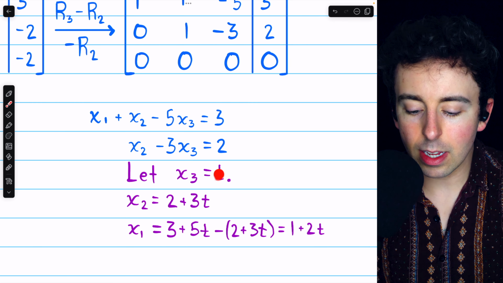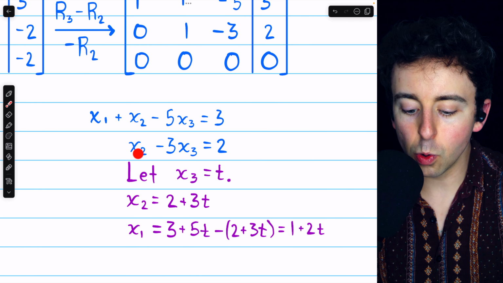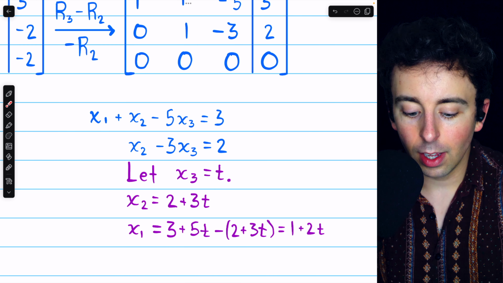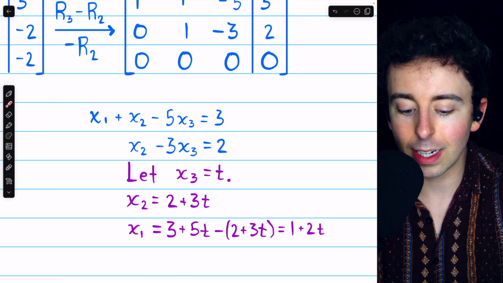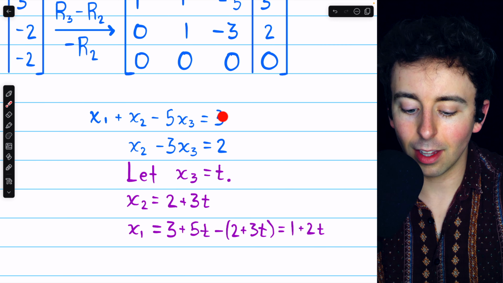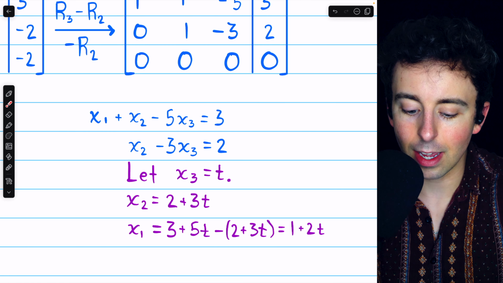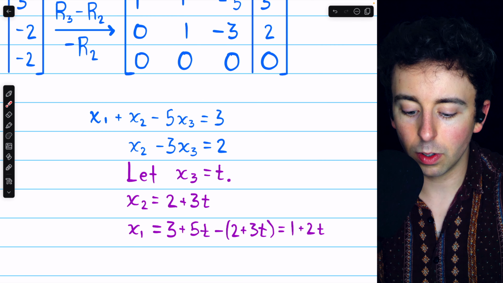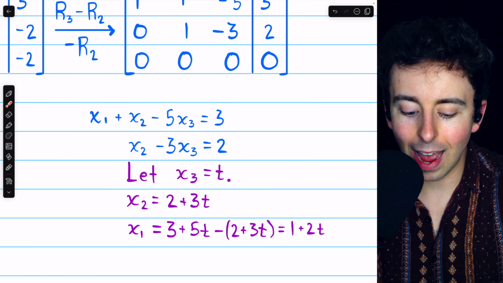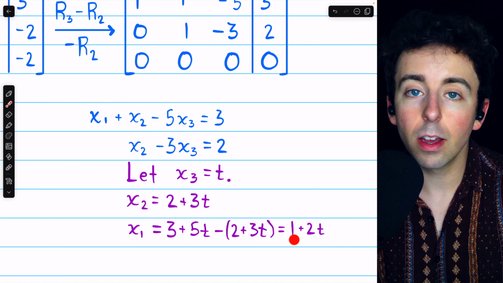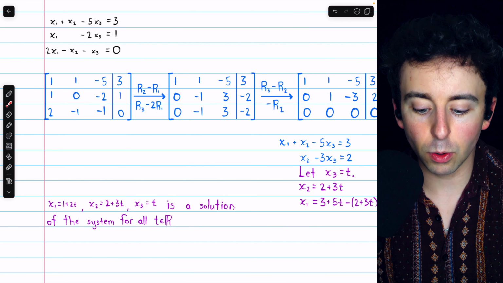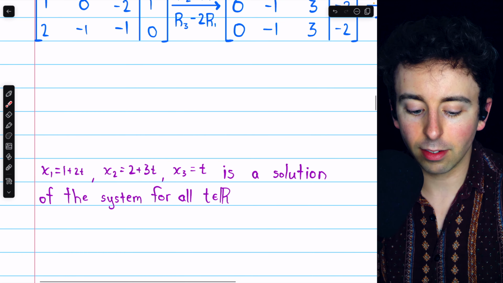Now, if x3 equals t, then x2 must equal 2 plus 3t. If x2 equals 2 plus 3t, then x1 must equal this. This is 3 plus 5t, and then minus x2, so minus (2 plus 3t). We can then combine like terms to have that x1 equals 1 plus 2t. And so this system has infinitely many solutions. We've just solved it with back substitution.